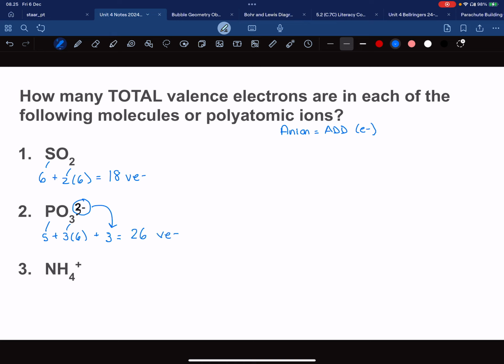Now, if you are a cation, which is a positive ion, you are going to subtract electrons. Alright? Because to be a positive charge, you have to take away negative charge.